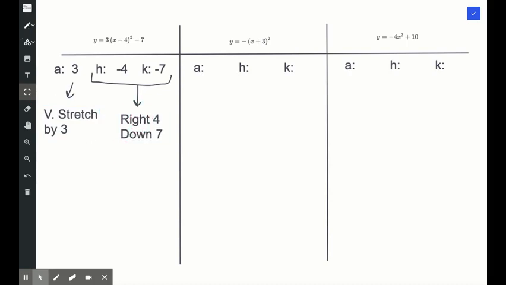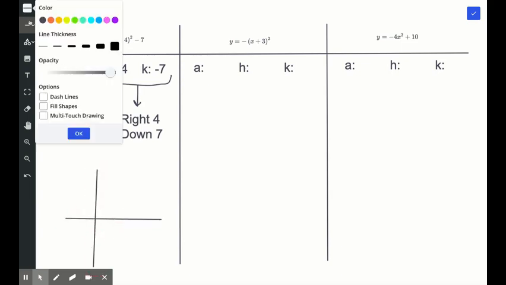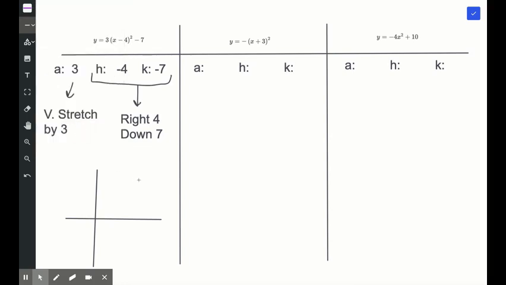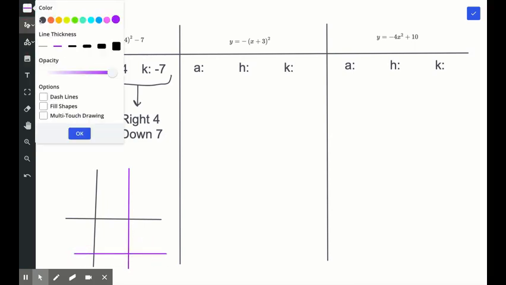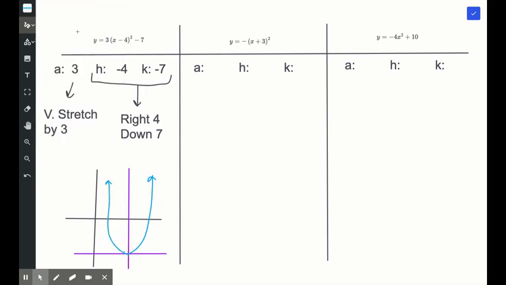And what does that mean? Basically, it's saying that if this is my x and y, it means that, purple, I'll move it over, it goes right 4, down 7, and then the basic sketch is that it moves with your vertex here, and it goes up from there. Super basic sketch, not precise, but that's what you should see as a result of graphing this.